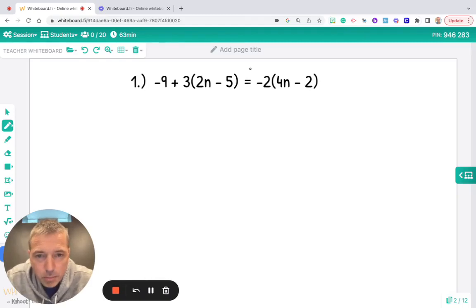Hey guys, let's answer question number 1 here. So this problem looks a little more complicated. I got parentheses, I got more numbers. So anytime we see those parentheses, we know we want to distribute.